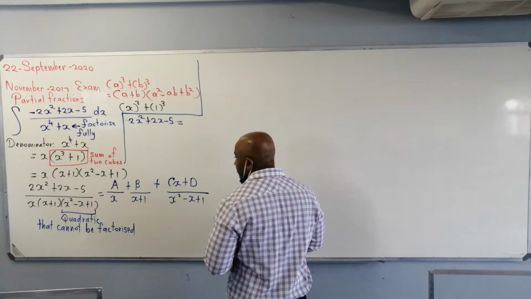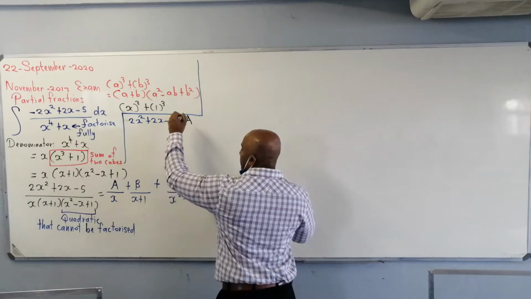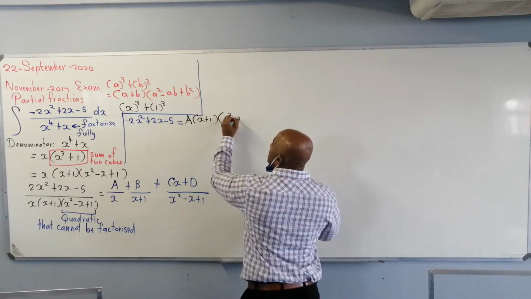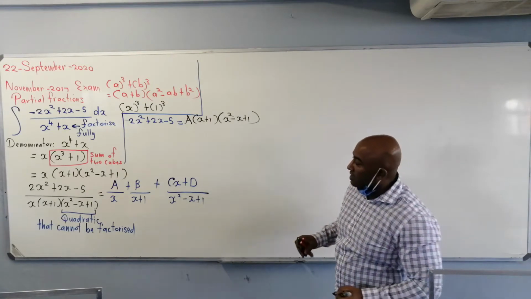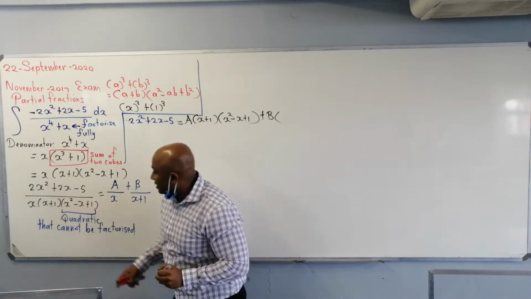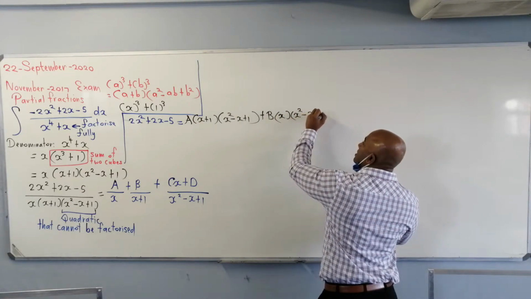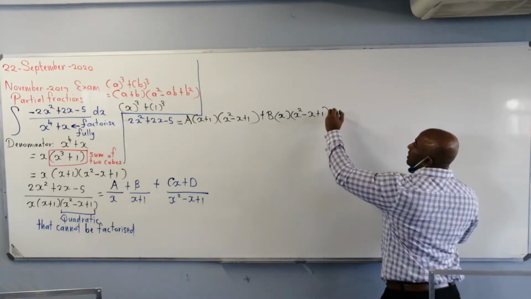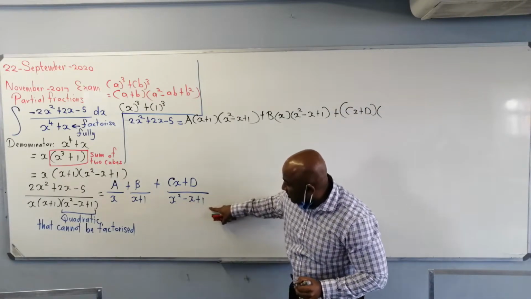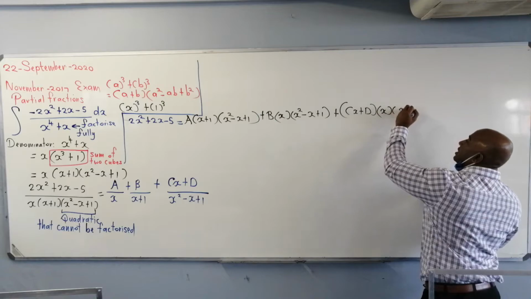Right, so we have a. So now what will happen? x will cancel with x. So I end up with x plus 1 times x squared minus x plus 1. Then my next one there is plus b. So what will happen here? x plus 1 will cancel with x plus 1. So I'm going to be left with x times x squared minus x plus 1. And then I have plus cx plus d. So what's going to happen here is x squared minus x plus 1 will cancel there, and then I'm going to be left with x times x plus 1.